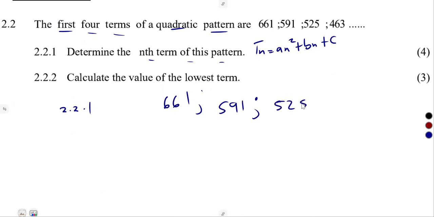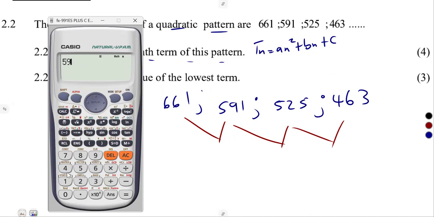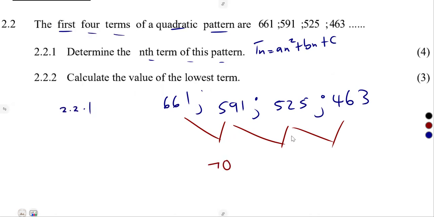In this case, simply determine the differences. These are the terms. Determine the first differences from our terms. 591 minus 661 gives us negative 70. The same here, negative 70. 525 minus this, you're going to obtain negative 66. This one minus this one, you're going to get negative 62. So those are your first differences.